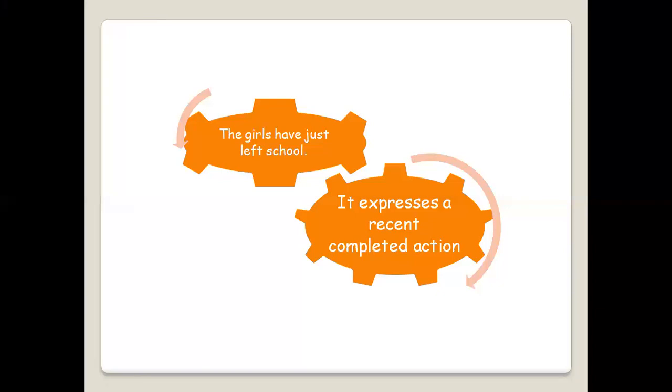If I want to talk about a recent finished action or a recent completed action that just happened, and maybe you can see the effect or the consequence of the action, I will use present perfect, such as this one: the girls have just left the school. You can see them, they are just out of the school. So this is the second usage of present perfect.